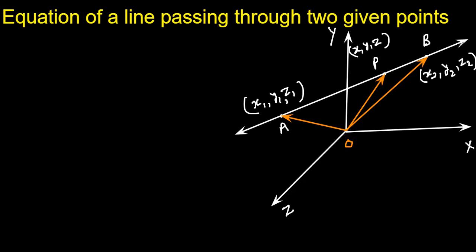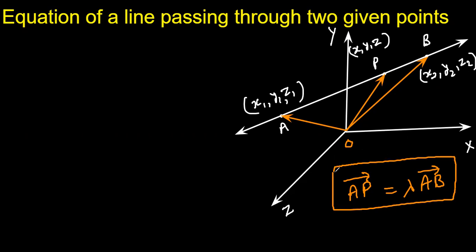Since AP and AB lie on the same line, they are collinear vectors. Can we say AP vector is equal to lambda times AB vector? That's how we represent collinear vectors. Like, as in this figure, AP can be 3/4 of AB, so lambda would be 3/4. It can be half or any number lambda. That's why we are using it here. So AP would be lambda times AB. Now we want to find AP and AB and put their values here, and we get the equation of the line passing through the 2 given points.